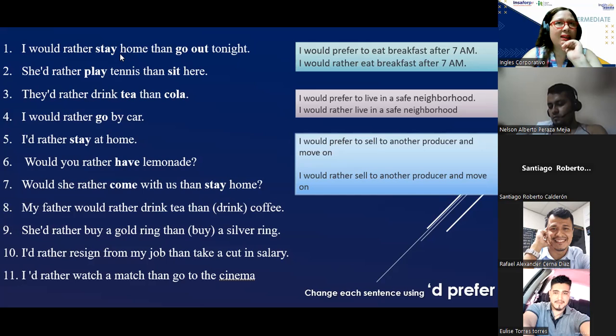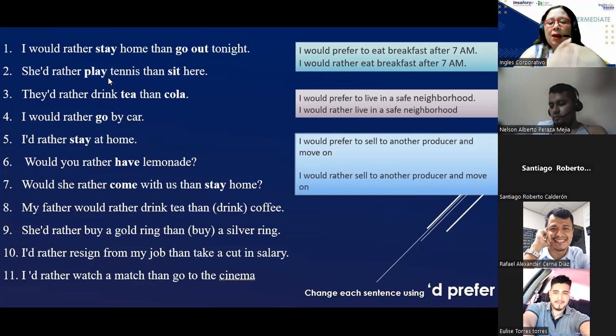I prefer to stay at home. It's correct. Again, I would prefer to stay at home. Yes, if we use would prefer, then we're going to use to, yes, to the verb. It's infinitive. So yes, it will be infinitive after to. After prefer, I'm sorry.